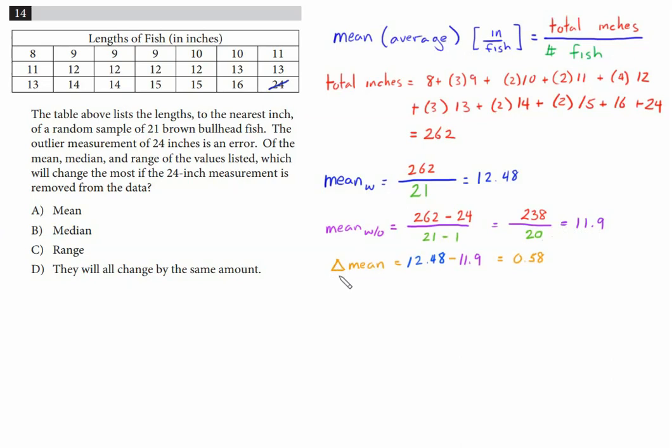this is the Greek symbol delta. Delta in math and science, or at least in science, usually means change. So the change in the mean is 11.48 inches minus 11.9 inches. So we have a change of 0.58 inches.